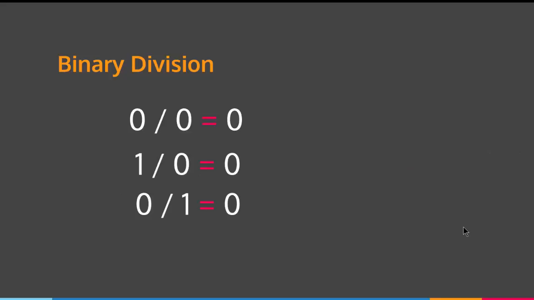So now how could we do division in binary numbers? Division is, again, very simple. It has 4 rules. 0 by 0, it will give you 0. 1 by 0, it will give you 0. 0 by 1, it will give you 0. And 1 by 1, it will give you 1. Okay, so let me give you an example.